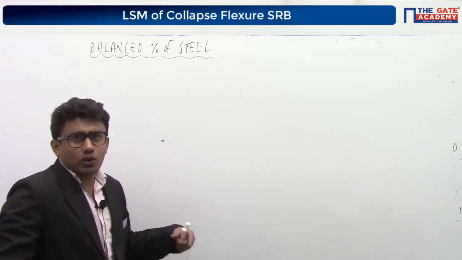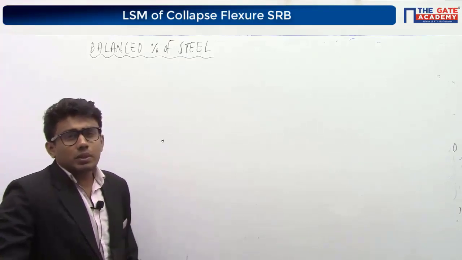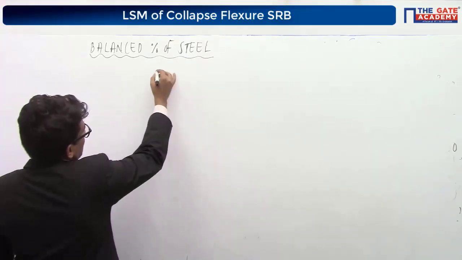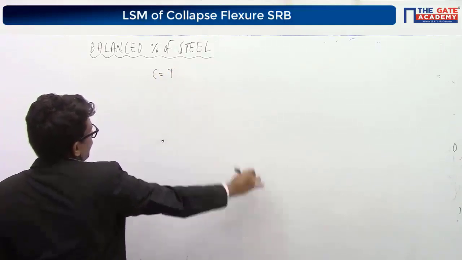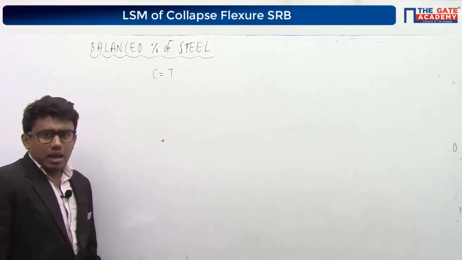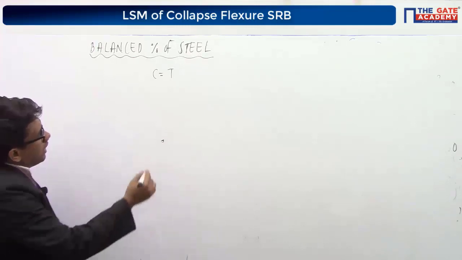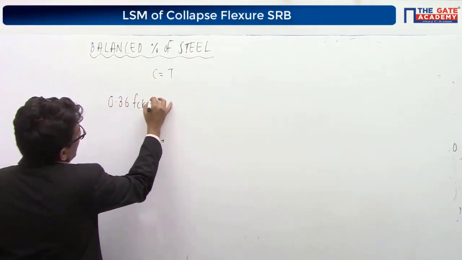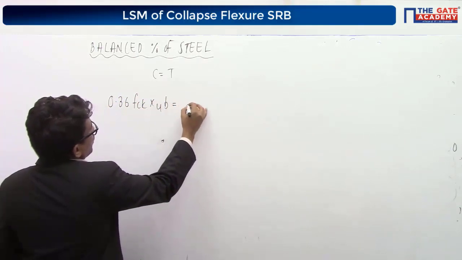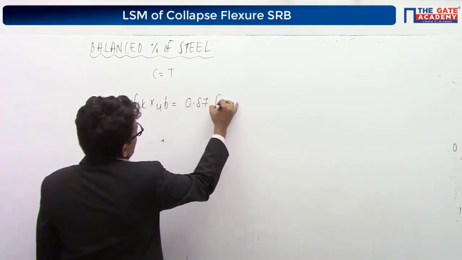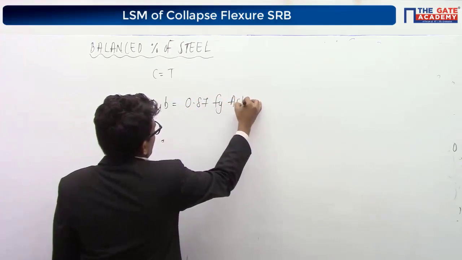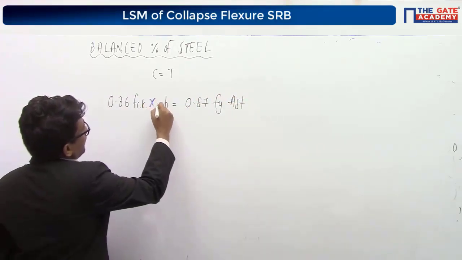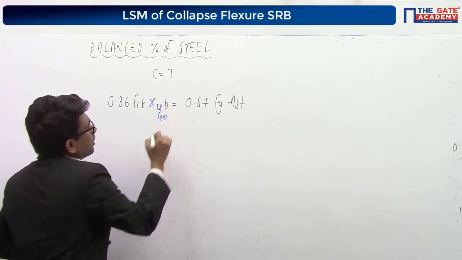That's the meaning of our balanced percentage of steel. For a balanced section, we know that compressive force is equal to tensile force. We can consider this for the balanced percentage of steel. The compressive force is 0.36 FCK XU into B, which is equal to 0.87 Fy into AST. As I told you, for a balanced section, XU will become XU limit, right?